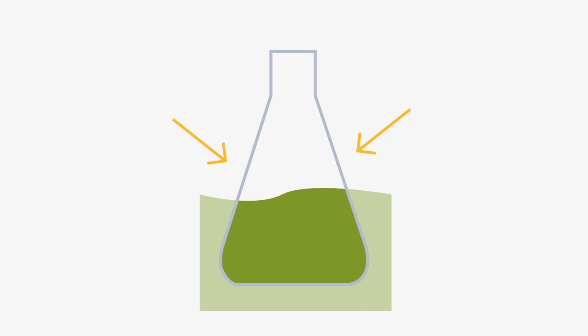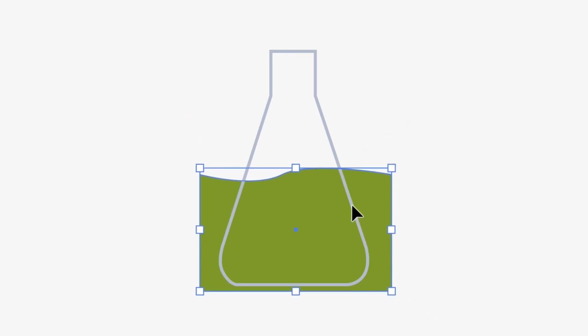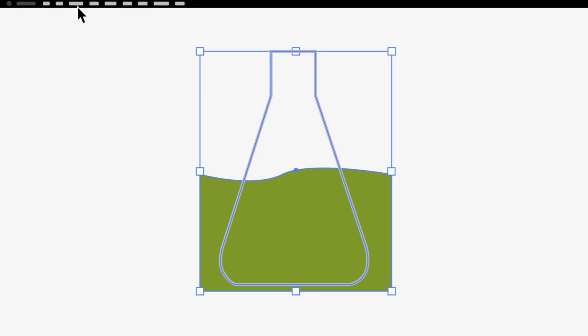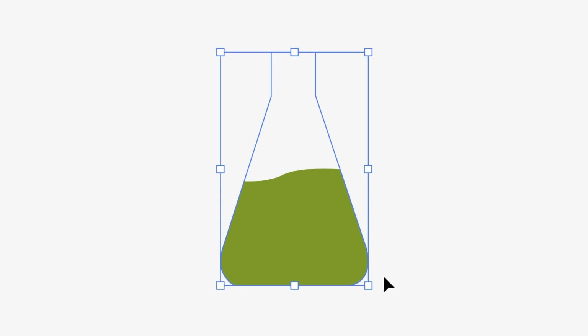We want the liquid to stop around here. So we'll move our liquid shape into place. Now I'll select both shapes and choose Object, Clipping Mask, Make. Watch what happens. The green outside of the beaker is now gone, but it's not deleted, it's just hidden.